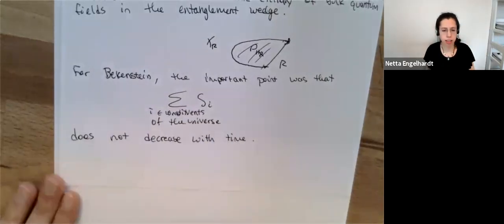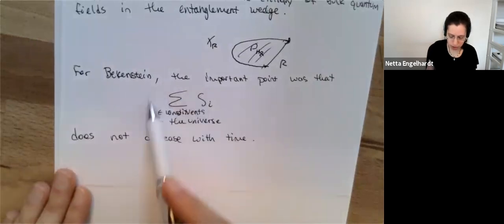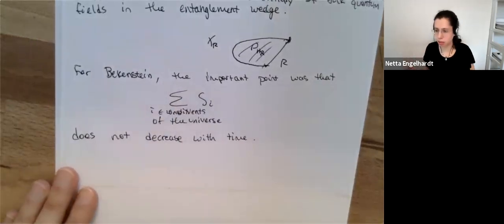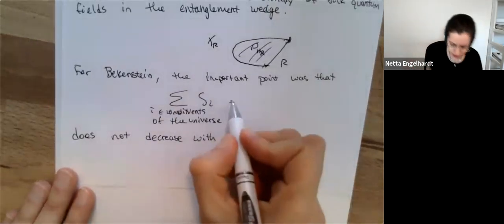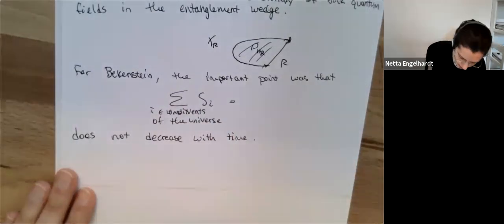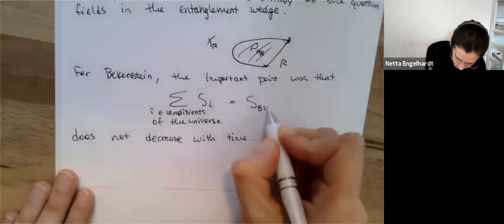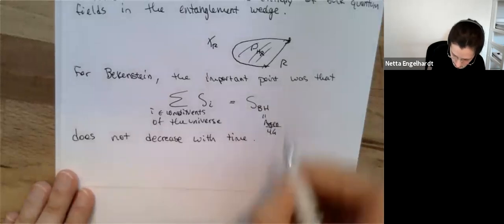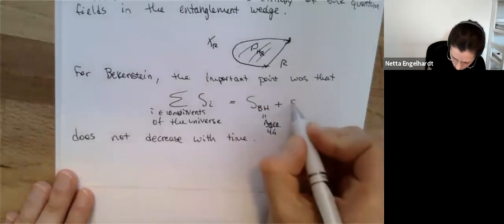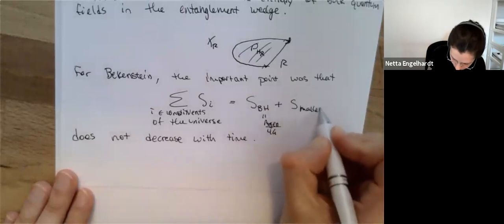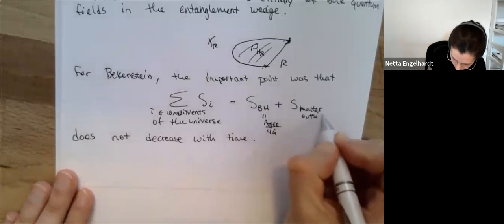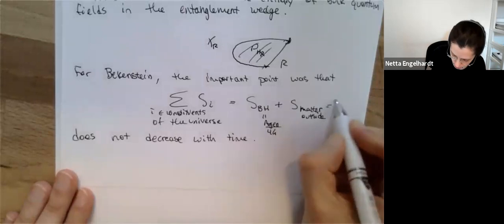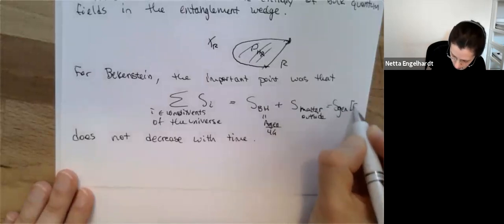And so how can we rewrite this? Well, in terms of black holes, we just say this is going to be S of the black hole, which is A_gen over 4G, plus S of the matter outside, which is, of course, just the generalized entropy of the event horizon.